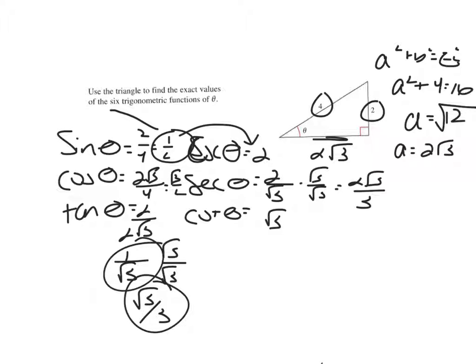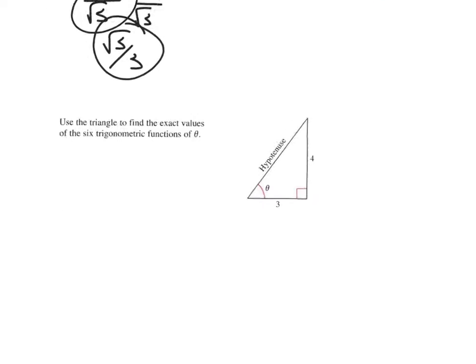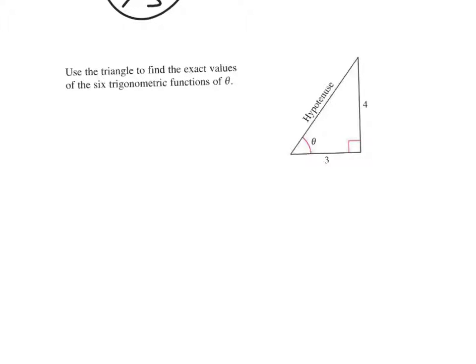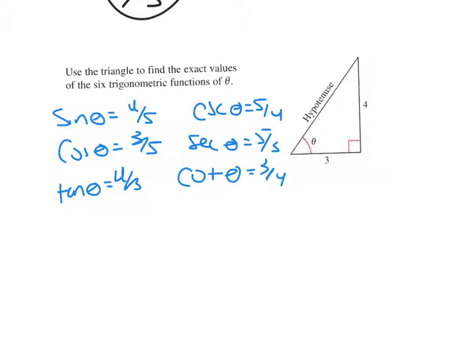All right, so I would like for you to pause the video, take a second and try the next question. Again, they want all 6 trig functions for this right triangle. All right, folks, check your answers, please. So hopefully you got sine of theta is 4/5, cosine is 3/5, tangent is 4/3. So that makes this a 3, 4, 5, and then just flip all your fractions for the reciprocals.